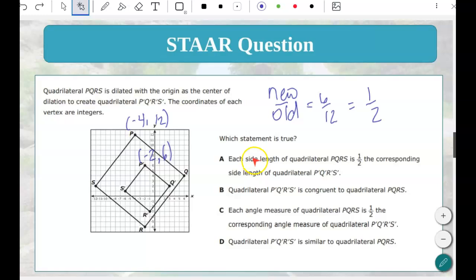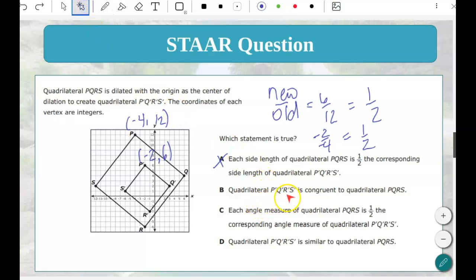So let's look at our answer choices. And all I did here was use the Y values. I mean, you can use the X values as well. The X values would be the -2 over -4, which also simplifies to 1/2. So using either one works. So each side length of quadrilateral PQRS is half the corresponding side length of the new one. So be careful with that. The half is correct, but they're saying that the original one is half the size. The new one is half the size. So that's not correct.